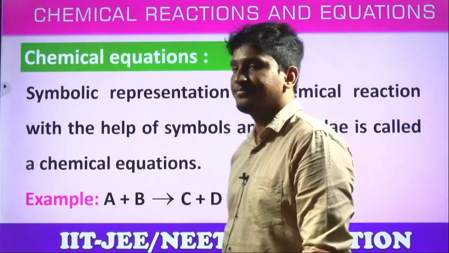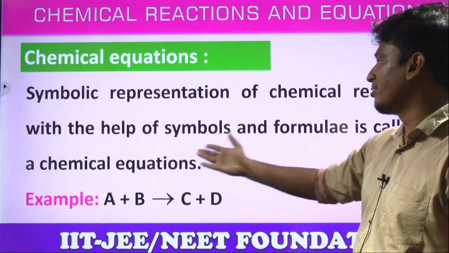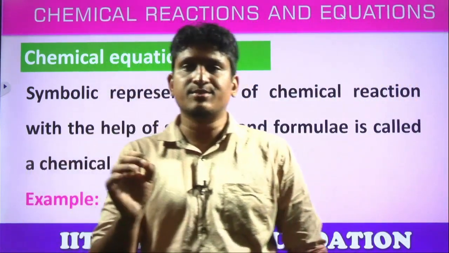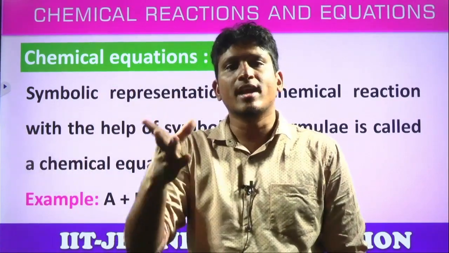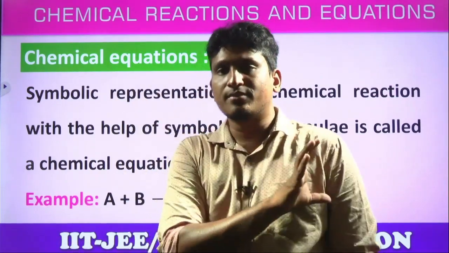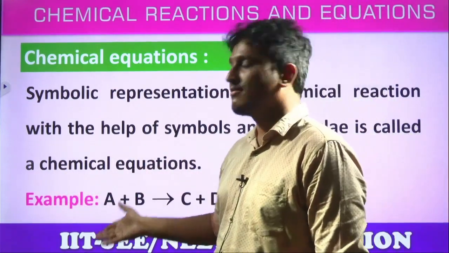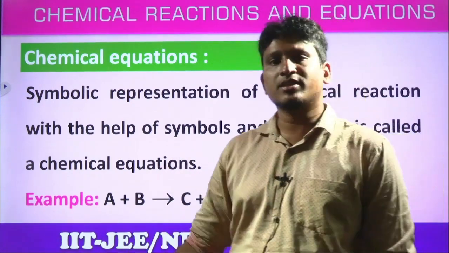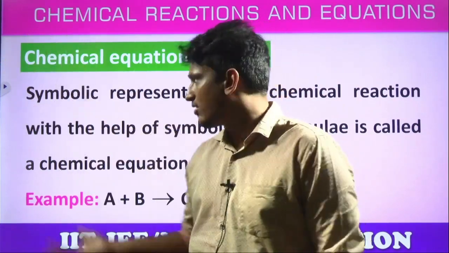Next, chemical equation. I have already said, it is the symbolic representation of a chemical reaction with the help of symbols and formulas. A chemical reaction is characterized by reactants and products, right? And how do we write the reactants? By the name? No, each has its own symbol and its own formula. That shortcut representation of the reaction is called a chemical equation. For example, A reacting with B producing C and D. How to write the reaction? A plus B gives rise to C plus D. This is called a chemical equation.